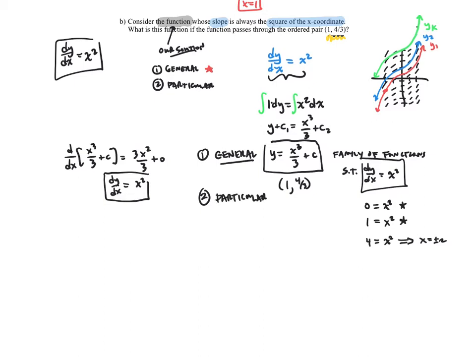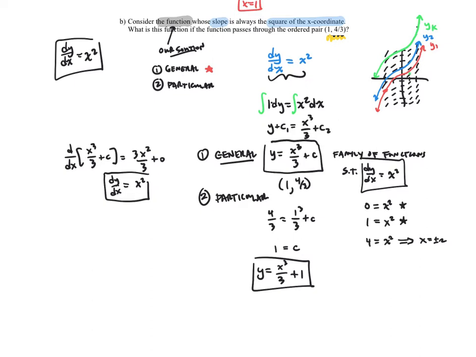All right, so let's do the work to find the particular solution. So 4/3 is y, 1 is x. Let's solve for c to find the solution to the differential equation that passes through the point (1, 4/3). Okay, so clearly I'm going to get 3/3 is equal to c. Therefore, our particular solution to this differential equation, which satisfies the point, will be y equals x cubed over 3 plus 1.